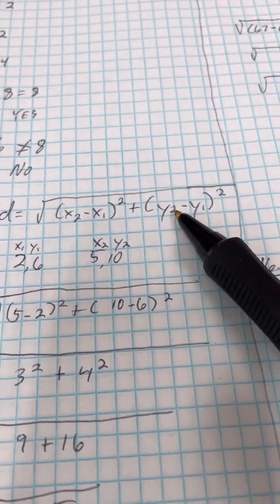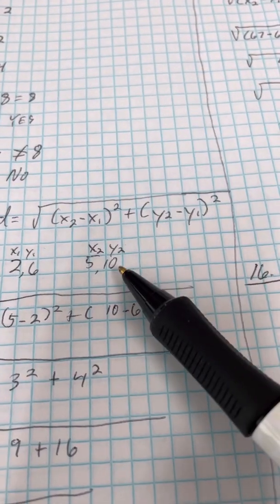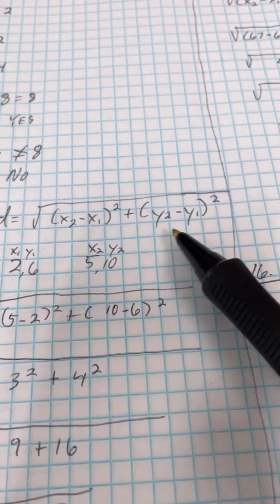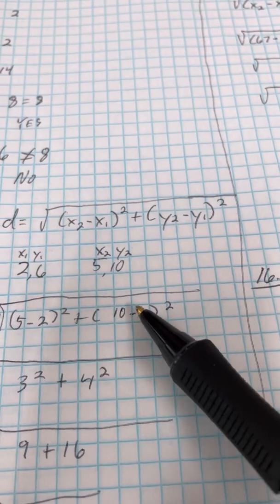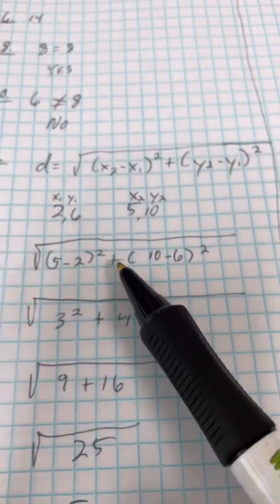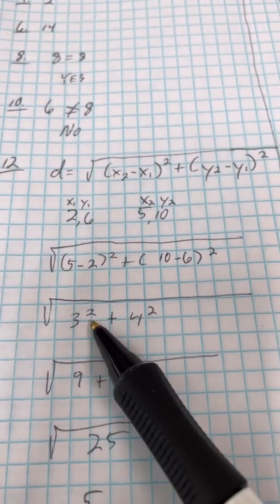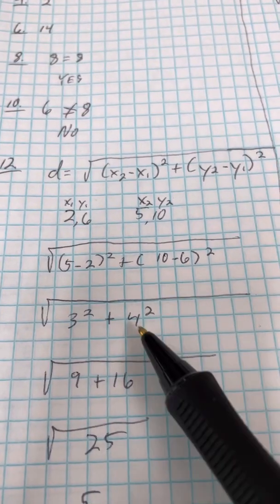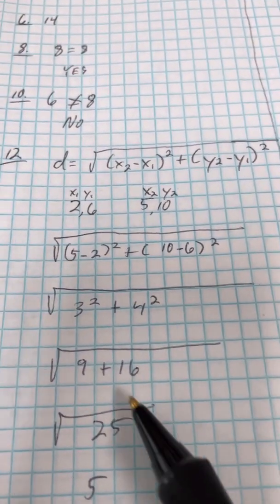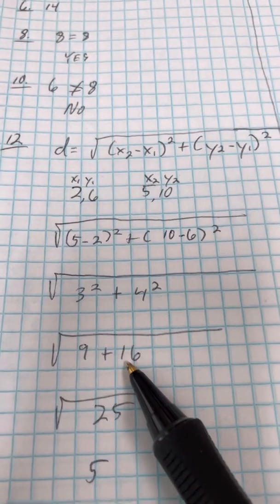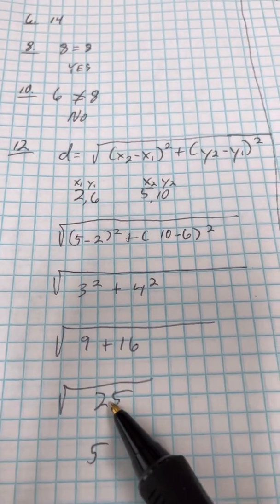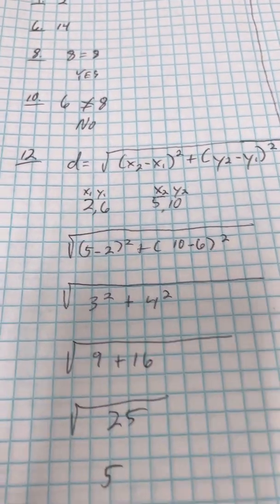And then I add the quantity of my y2 is 10, minus my y1, which is 6, and I square that. So I have 5 minus 2 is 3, and I have to square it. 10 minus 6 is 4, and I have to square it. So I have 9 plus 16, which is 25. Square root of 25 is 5.